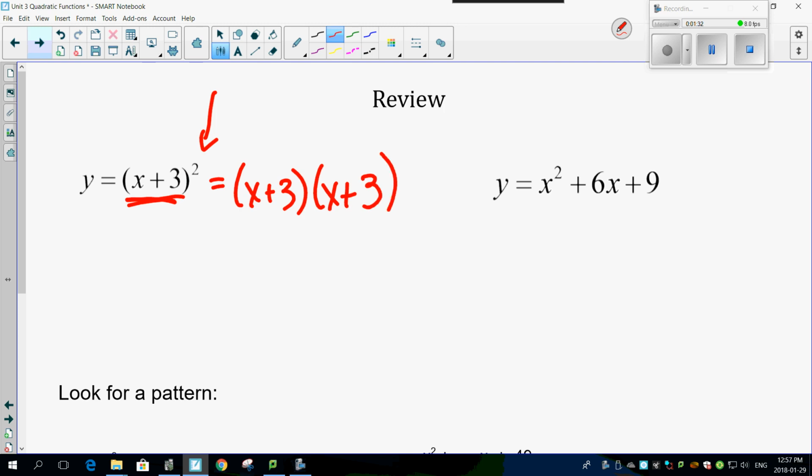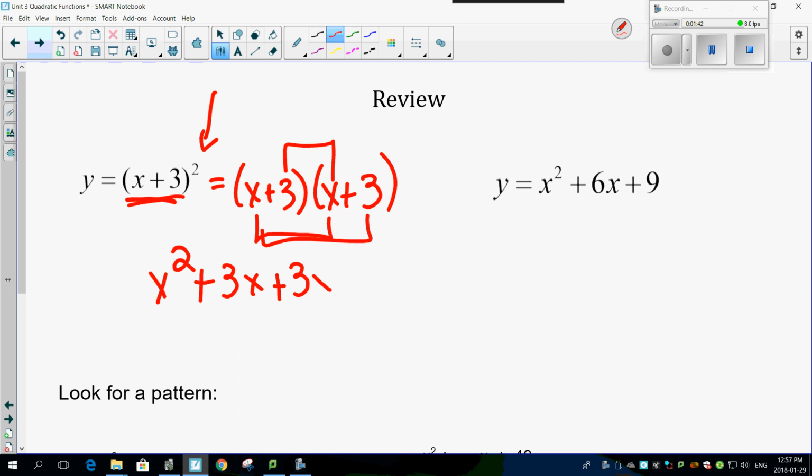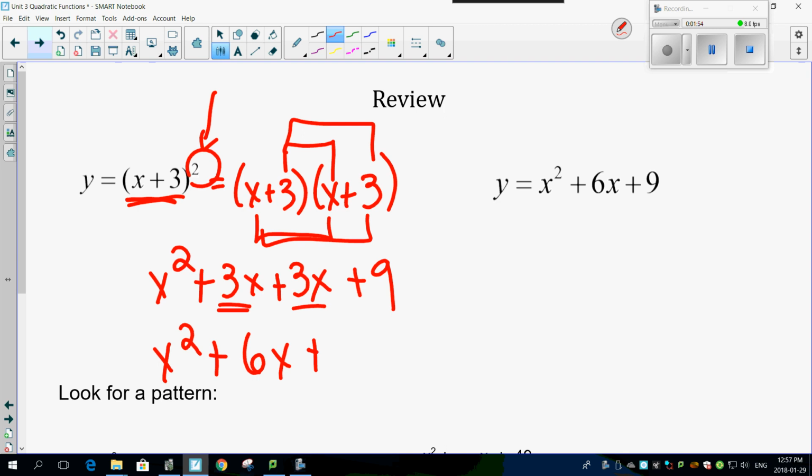And then, of course, everybody's favorite, FOIL, giving you x squared plus 3x. And look how this suddenly now repeats. It's 3x and 3x. That's the neat thing about it being squared. And then finally, plus 9. So if you look at this, this is x squared plus 6x plus 9. That's how I got this mess right here. It's exactly the same thing.